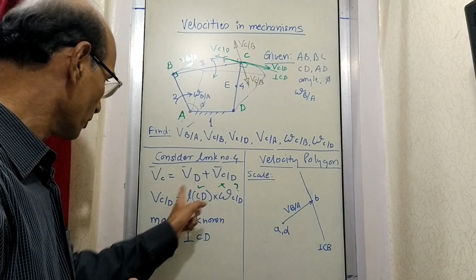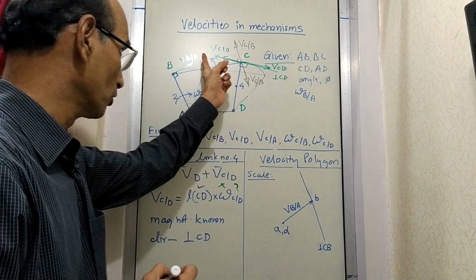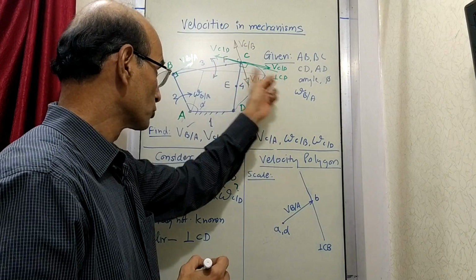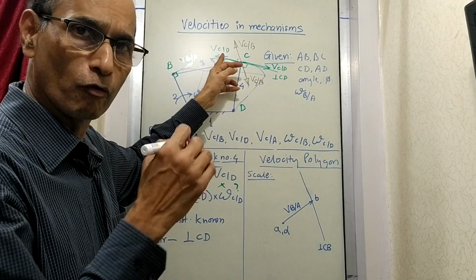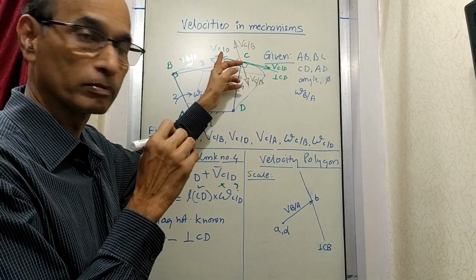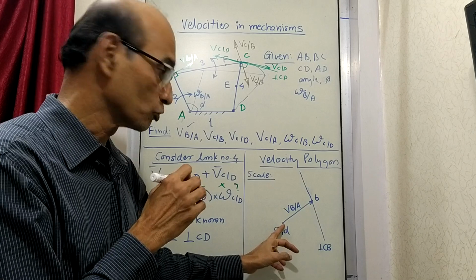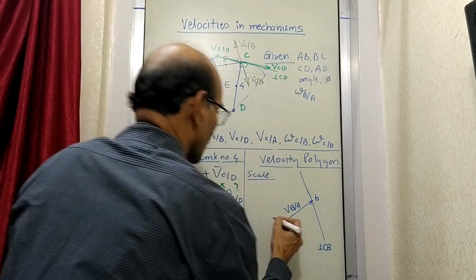That means this vector has got its direction perpendicular to CD, which we already drew. So now we are going to draw a line like this. Now velocity of C with respect to D, we want to show where the tail of this vector will be. The tail of the vector will be at D. So from D, we are going to draw a line like this.